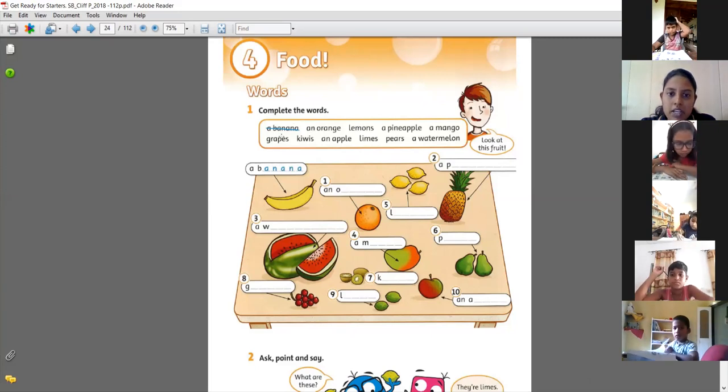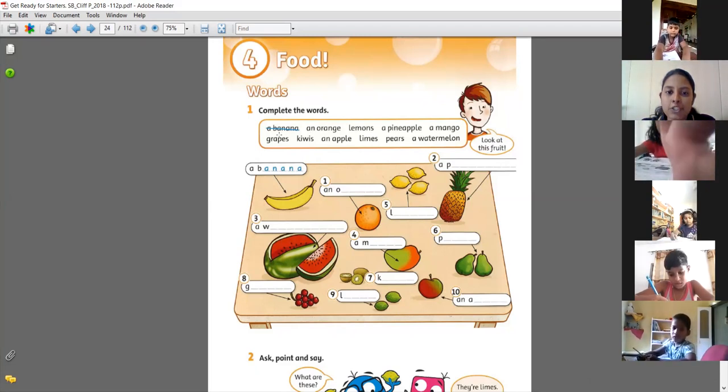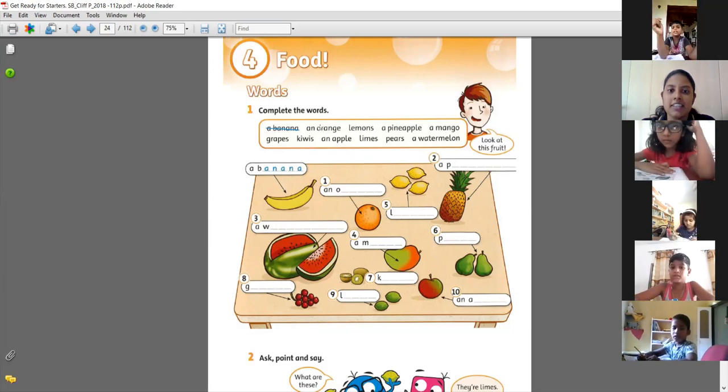All right, the first one they have given here is a banana. You know, we can call it a plantain, or else we can call it a banana. So do you like to eat bananas? Yes. Next one is an orange.